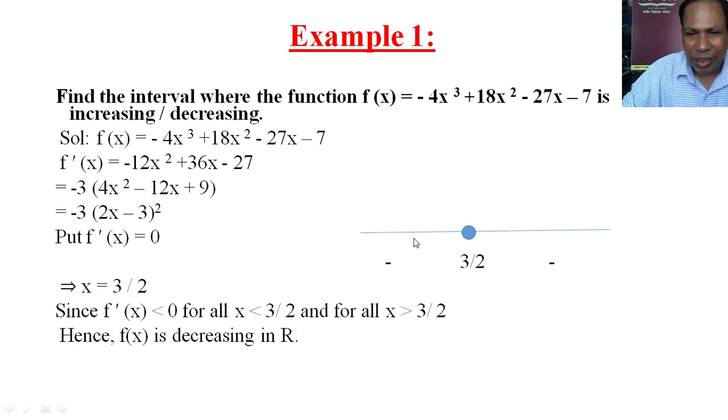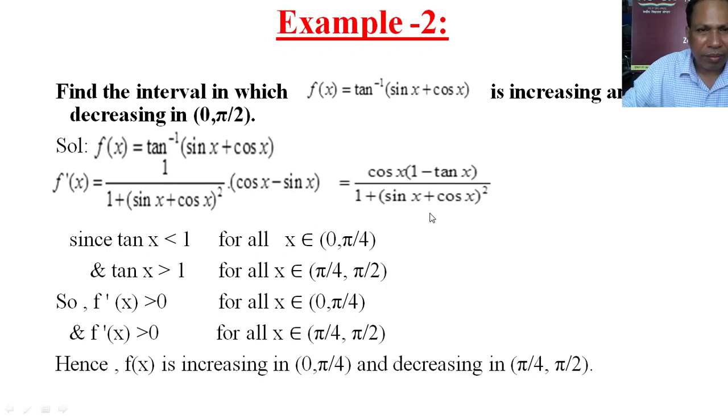That means any value to the right of 3 by 2 or to the left of 3 by 2 makes the first derivative negative. So we can say f x is decreasing to the left of 3 by 2 and also to the right of 3 by 2. That means we can say this function is always decreasing over the whole number line.